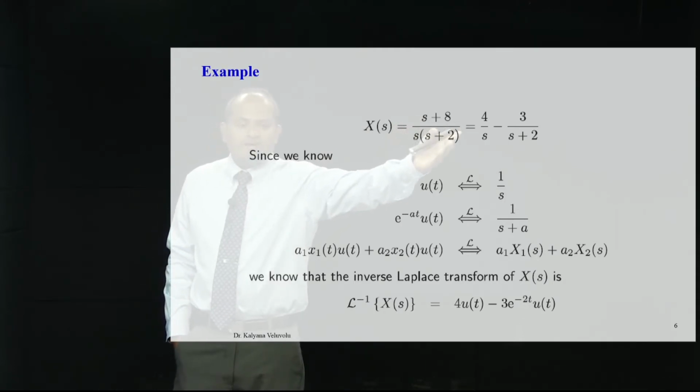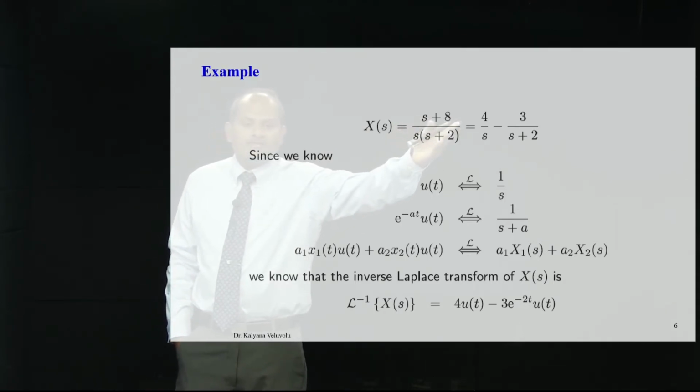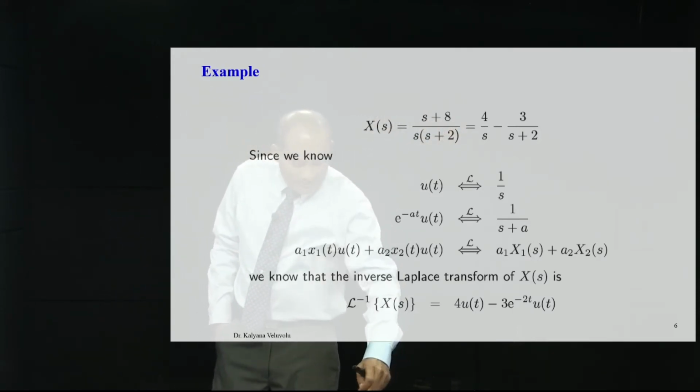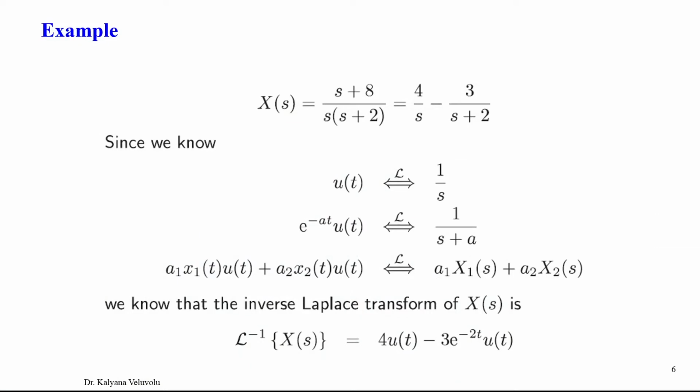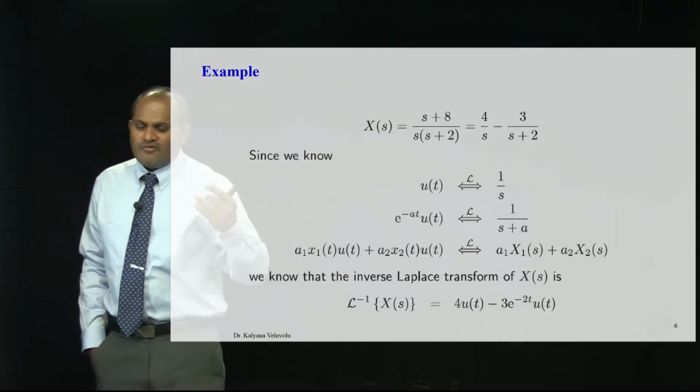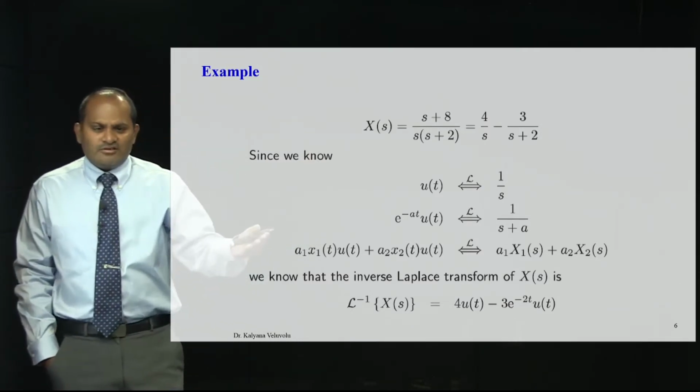So use partial fractions, break it into 4 by s. If you actually break the function, you can have 4 by s minus 3 by (s plus 2). Now if you look at this function, the 4 by s minus 3 by (s plus 2), I can try to identify the direct Laplace transform function. So first let's see here.